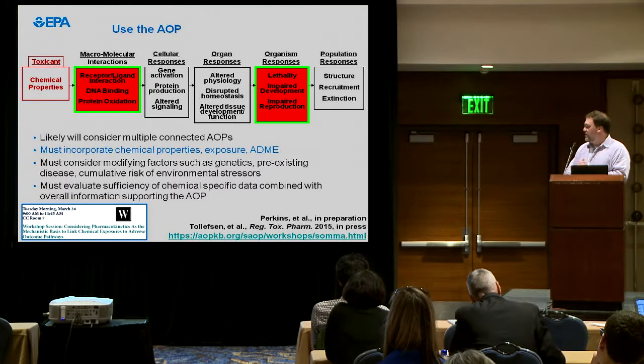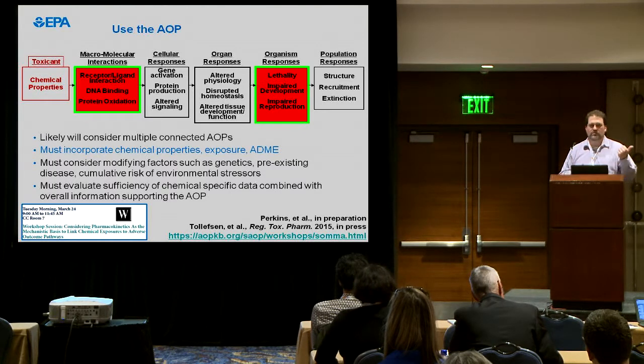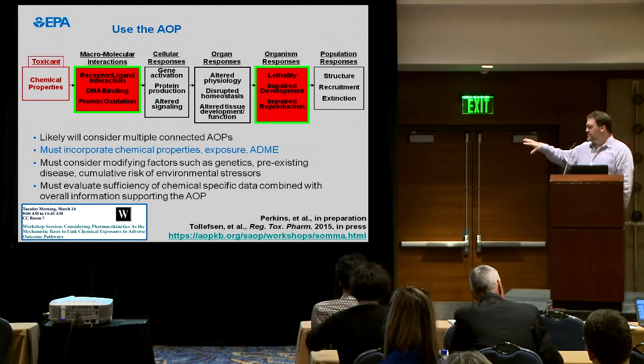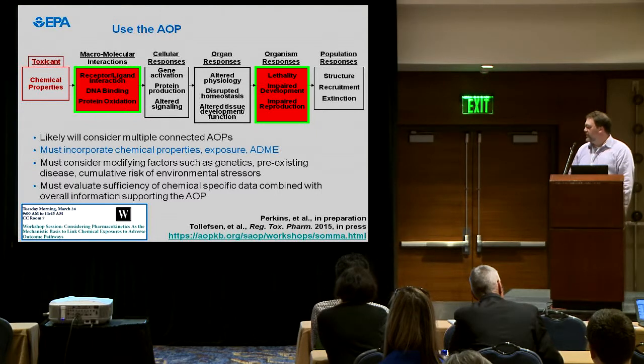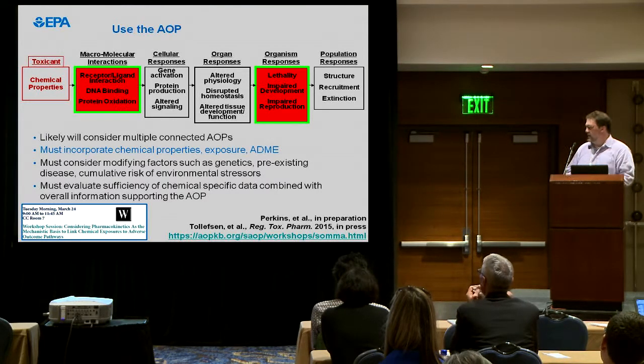We must incorporate chemical properties, including exposure and ADME. To give a shameless plug for a session that I'm chairing tomorrow, we'll have a session tomorrow morning that discusses that very issue. You also need to consider modifying factors such as genetics and pre-existing disease, and again, those fall out of the AOP networks.